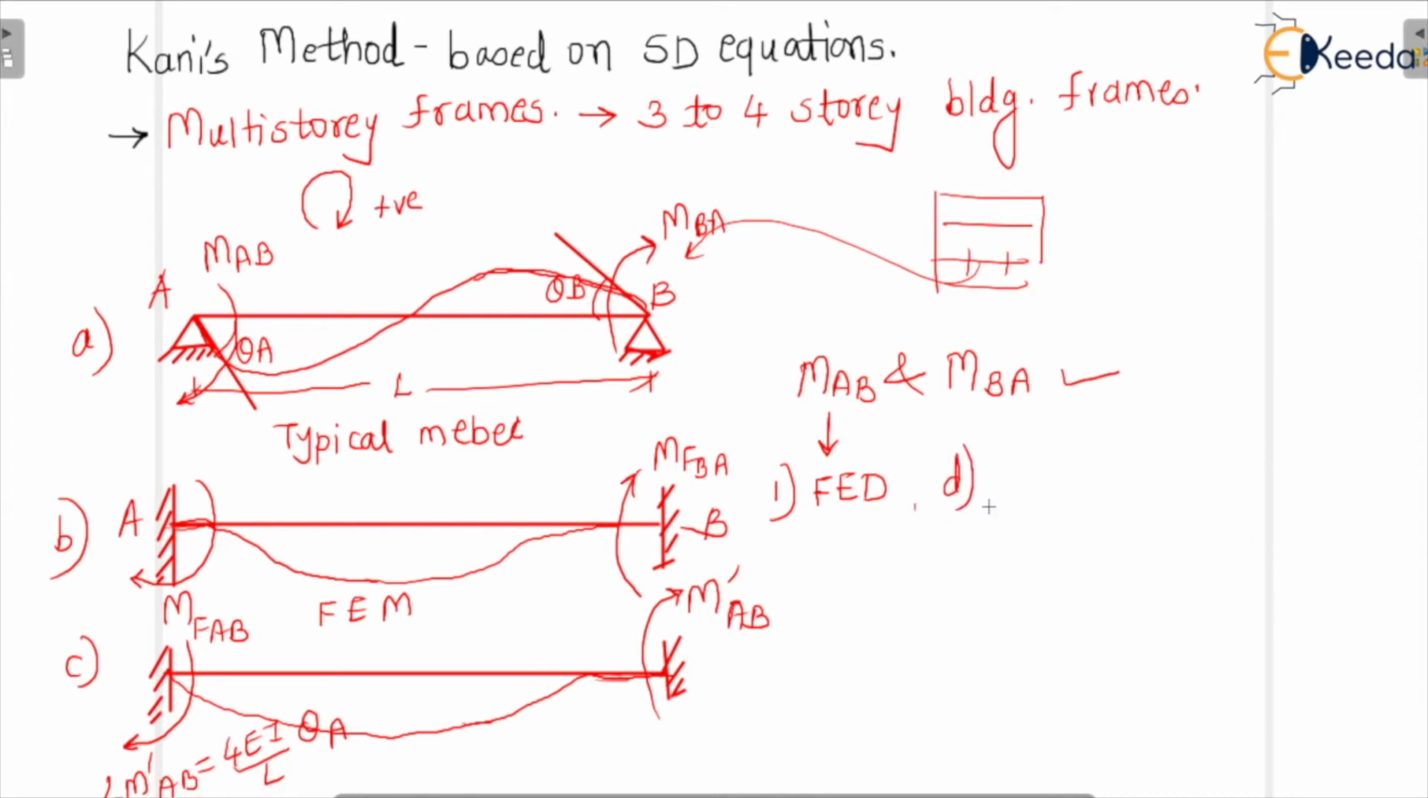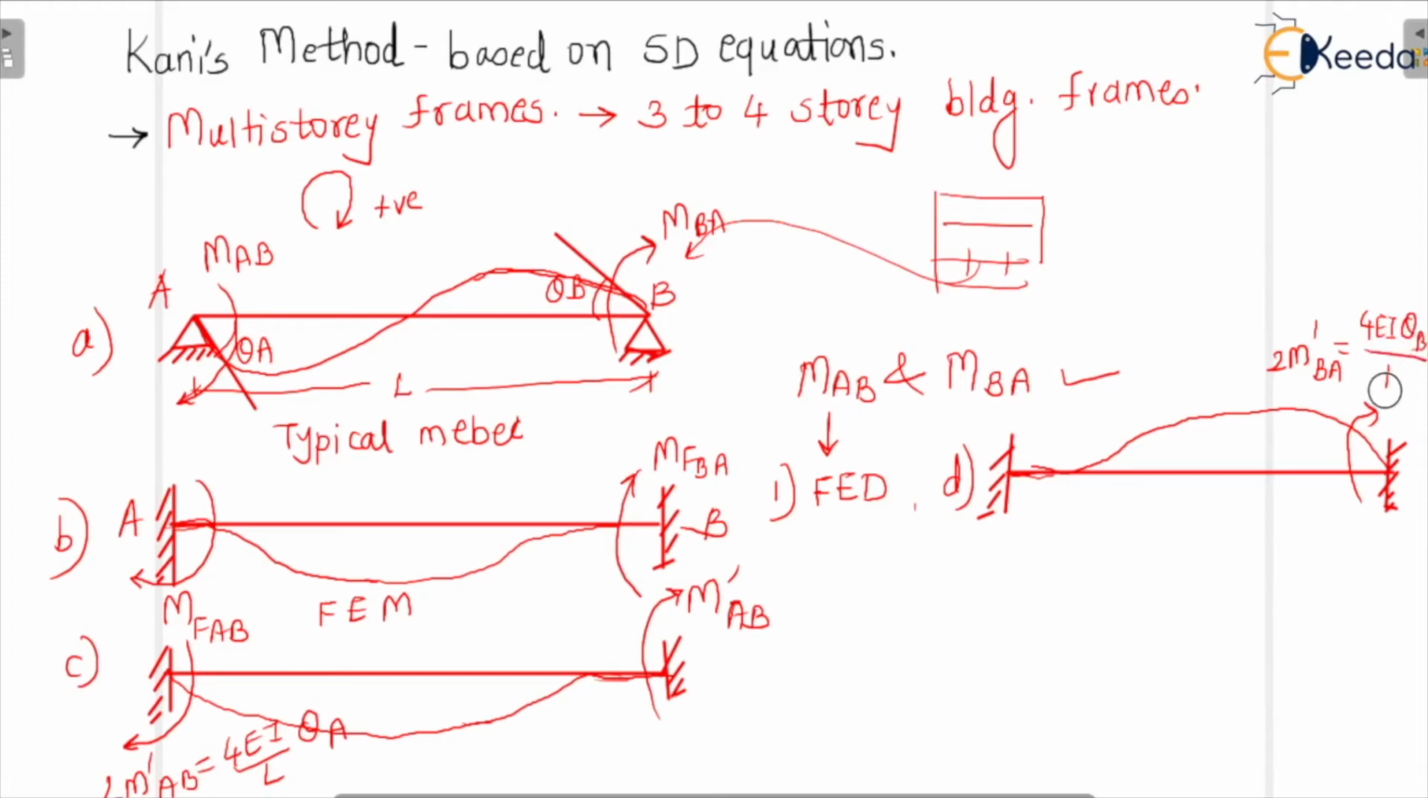Now the last figure, when there is a rotation for end B. When end B is rotating, in that case our diagram will be like this. So here we can write moment as 2m dash BA, which becomes 4EI theta B by L. So that is 2 theta B, right? If you remember slope deflection method, this is m dash of BA.